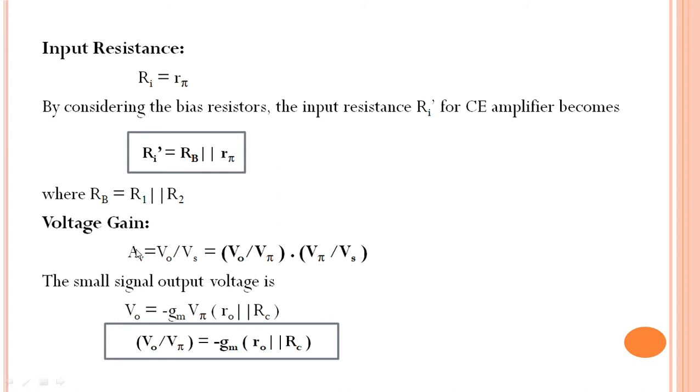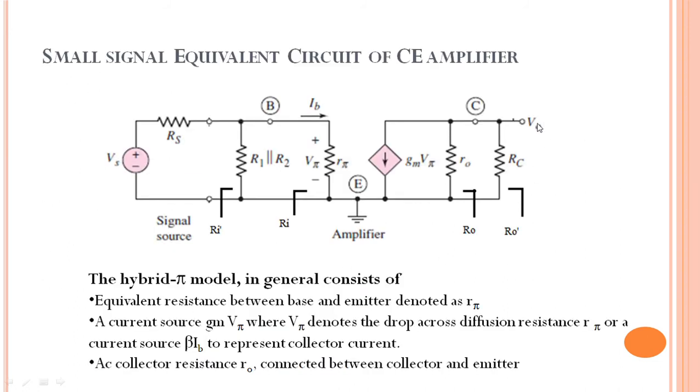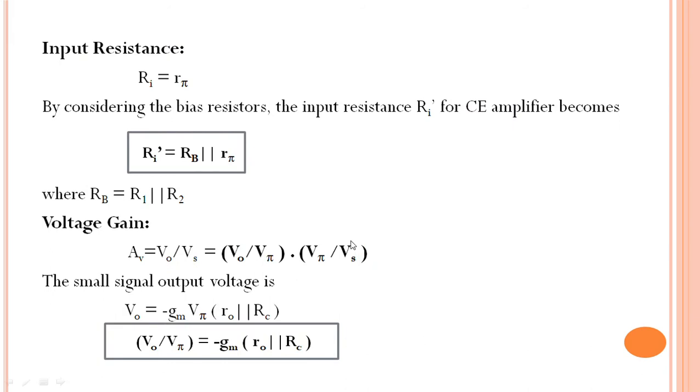Next, we'll find the voltage gain of the common emitter amplifier. The voltage gain is nothing but output voltage divided by input voltage. So AV is equal to V0 divided by Vs, or for simplification, we can write V0 divided by V pi into V pi divided by Vs, which is equal to V0 by Vs. First, we'll find the equation for V0 divided by V pi, then we'll find the equation for V pi divided by Vs, then we'll get the overall voltage gain of the common emitter amplifier circuit.